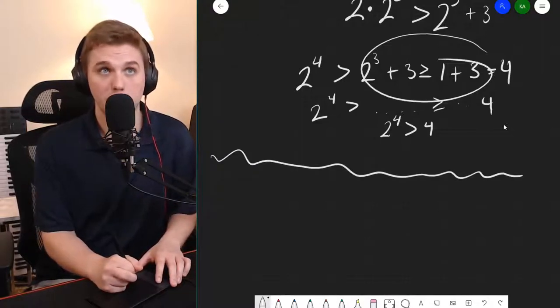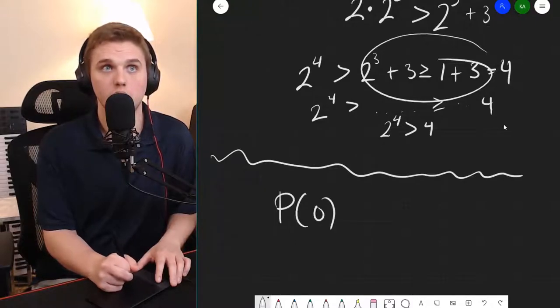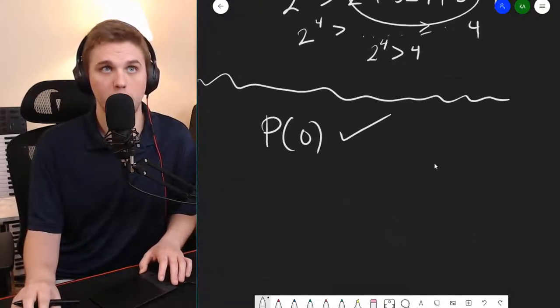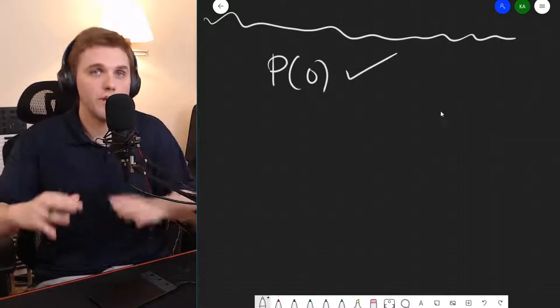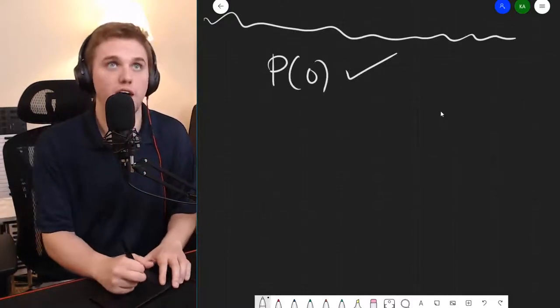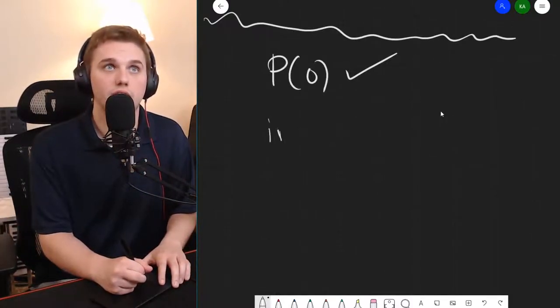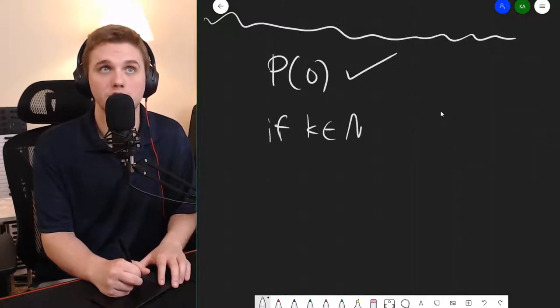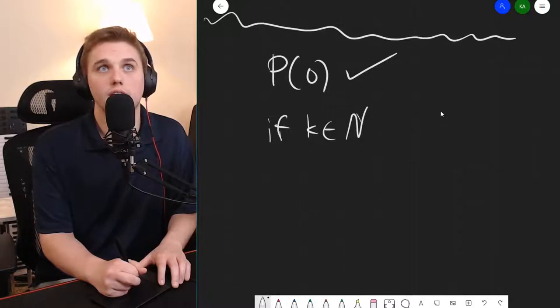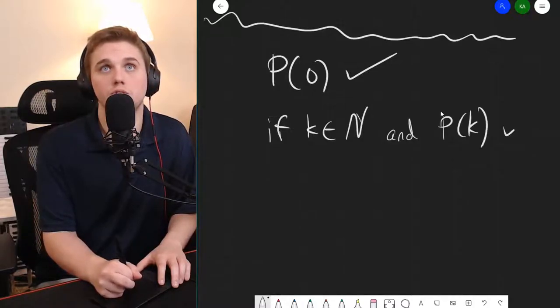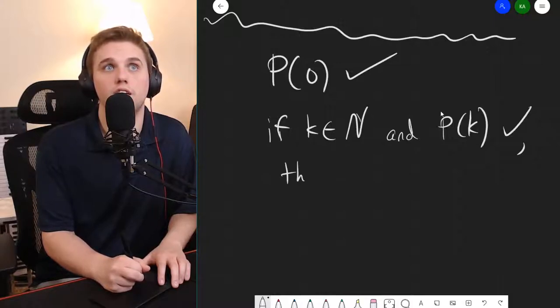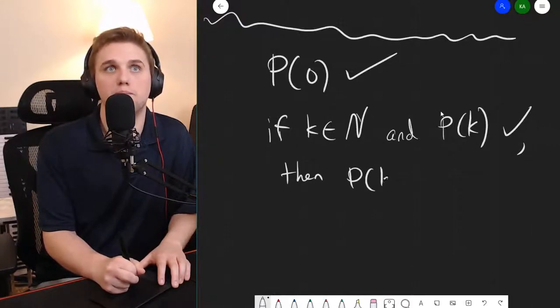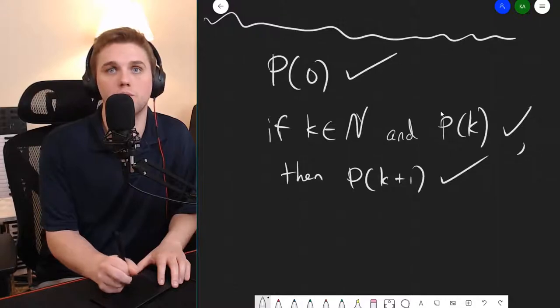And this time we know that P of 0 is true. We showed that earlier, but this time I'm going to prove a new statement. I'm going to prove that if K is some random specific integer that's a natural number, and P of K is true, then P of K plus 1 is true.